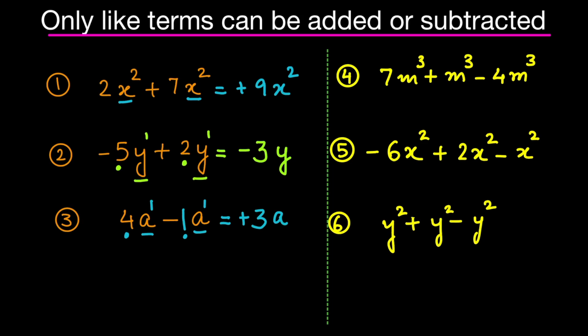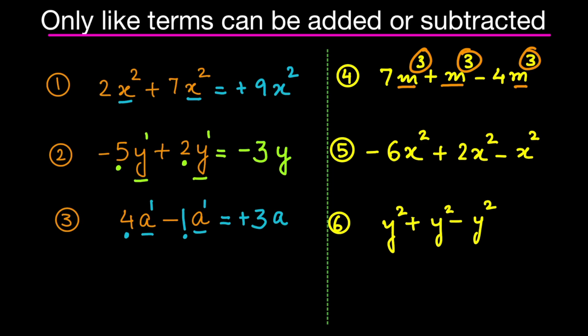Now the next one. In this example we see m, m, m. That means variables are same. So we have same variables. And what are the exponents? They are also same. So these are all like terms. So all three are like terms.